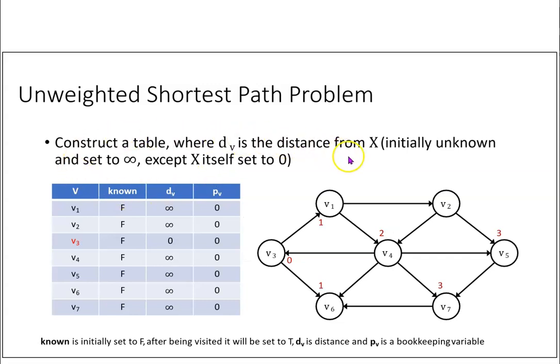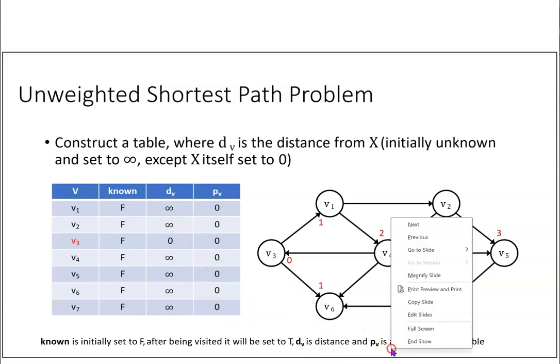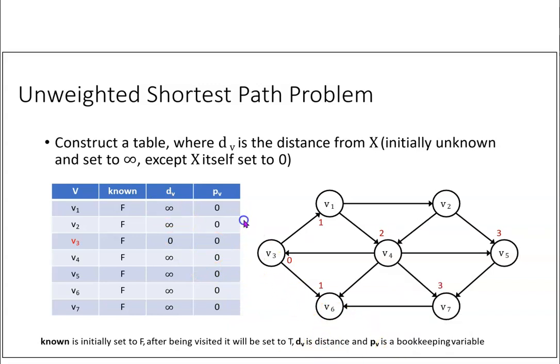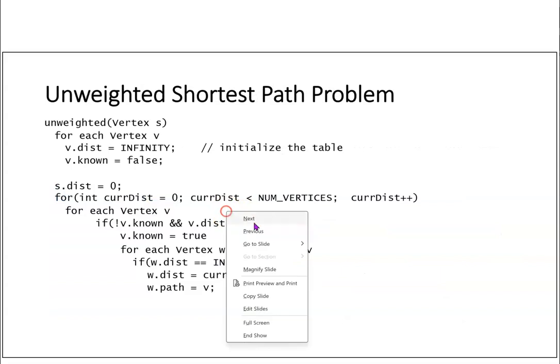Well, let's construct a table where d of v is the distance from x and set to infinity except for x itself, which is set to 0. We set known initially to false. After it's visited, we'll set it to true so we don't have to revisit it. dv is a distance, and pv is a bookkeeping value. So here's the actual algorithm.